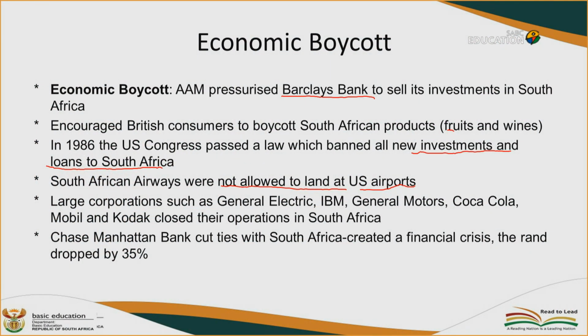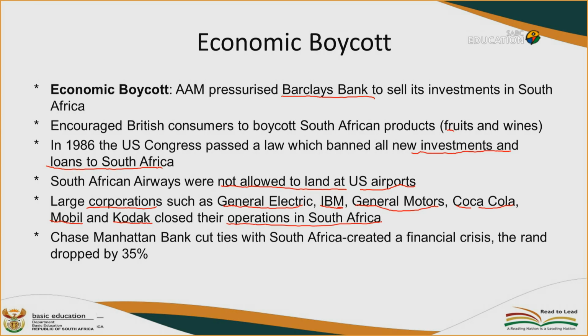Now, large corporations, the big companies such as General Electric, International Business Machines, General Motors, Coca-Cola, Mobil, a petroleum industry which today is called Engine, and Kodak, which is a film industry that has to introduce cameras and filming, closed their operations in South Africa. That is under the economic boycott. These companies decided no longer to work with South Africa. They pulled their investments and they pulled their companies, which means this would lead to loss of jobs.